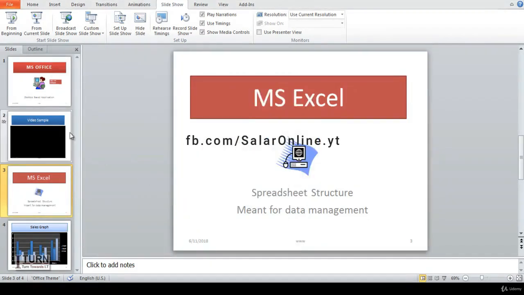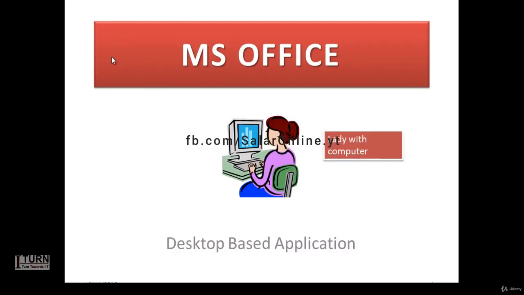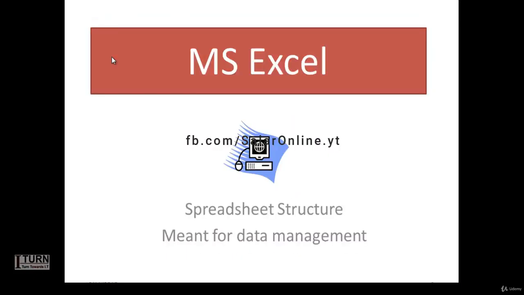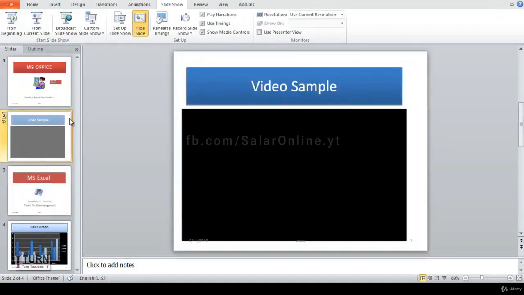If you don't want this video file to run, select this one and click on hide slide. So I'm going to press F5. You can see this is the first slide, the second slide which was the video slide is not going to come, third, fourth, finish. However, if you want to remove the hide option, simply select this one and click on hide. So it's going to unhide this.